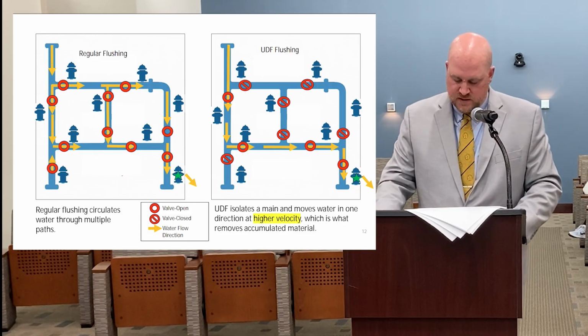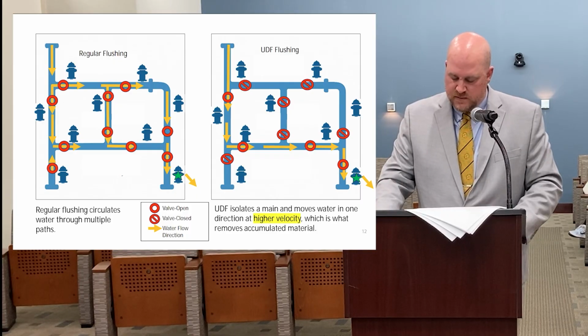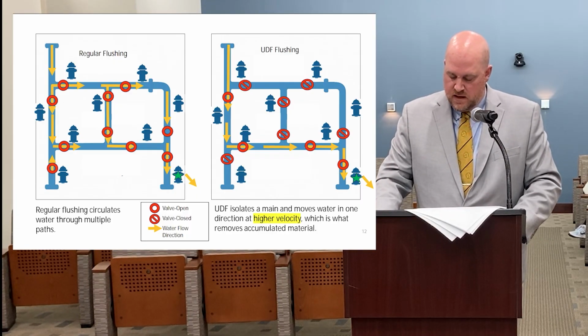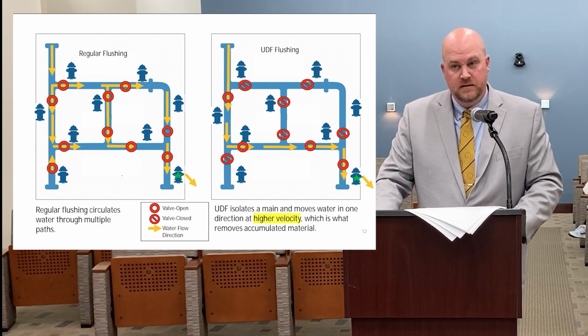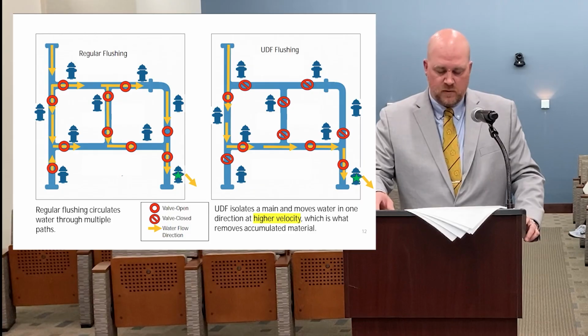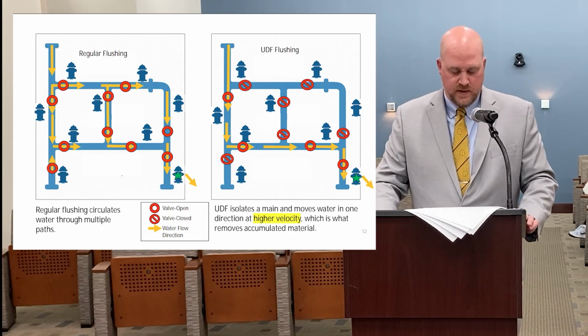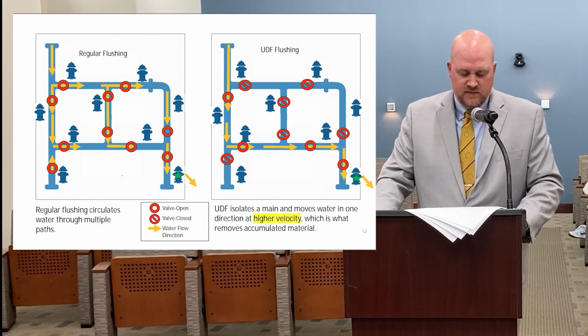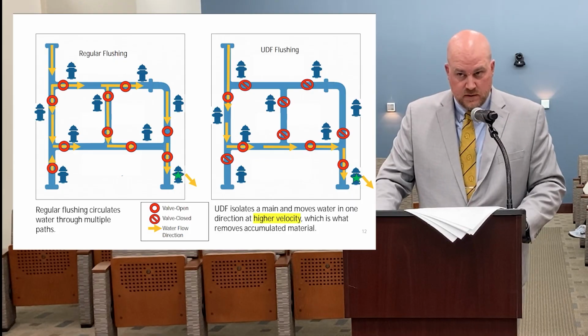So unidirectional flushing isolates a main and moves water in one direction at higher velocities, which is what removes accumulated material. So for this specific task order I'm going to talk about in just a minute, I wanted to give you an overview of where we're looking to do.